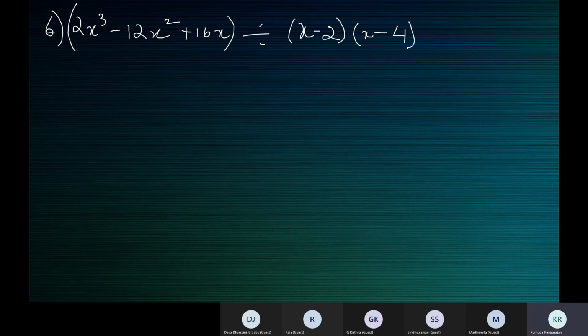So children, you are given two expressions. 2x cubed minus 12x squared plus 16x divided by x minus 2 into x minus 4. So you'll have to divide these two expressions and find the quotient. Even if it is not mentioned, you should always factorize if possible and then divide. Always factorize and then divide.